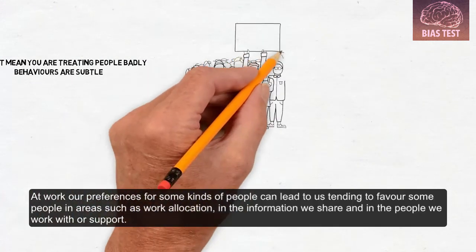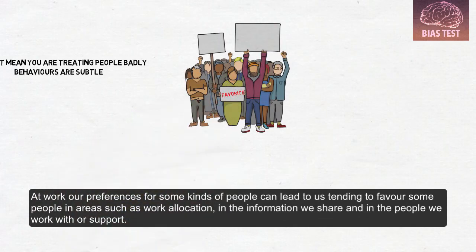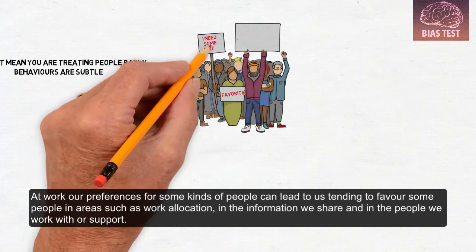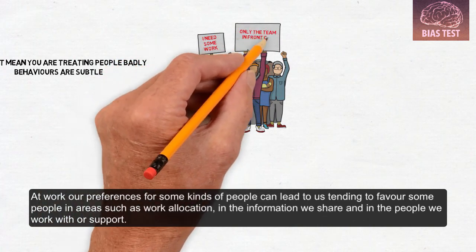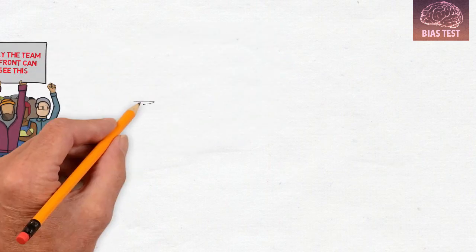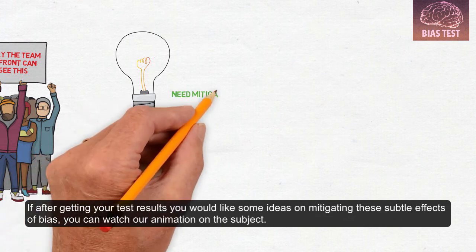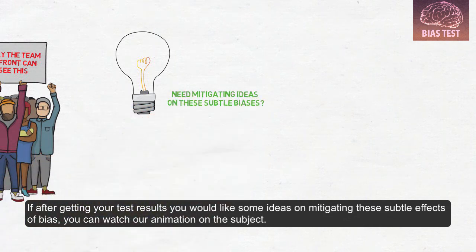At work, our preferences for some kinds of people can lead us tending to favour some people in areas such as work allocation, in the information we share, and in the people we work with or support. If after getting your test results you would like some ideas on mitigating these subtle effects of bias, you can watch our animation on the subject.